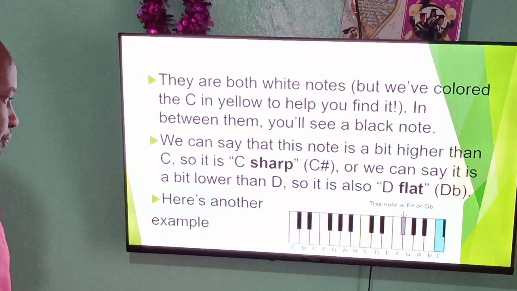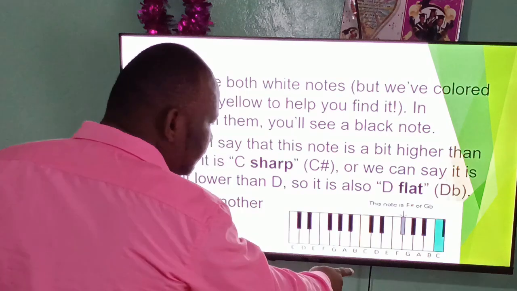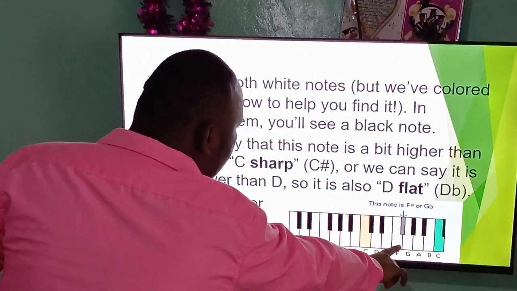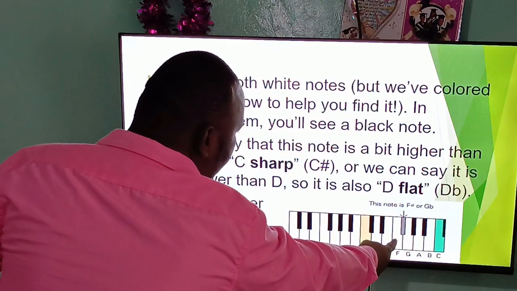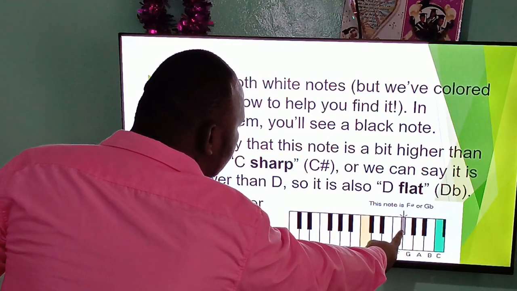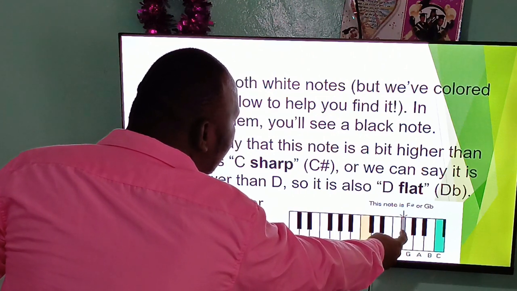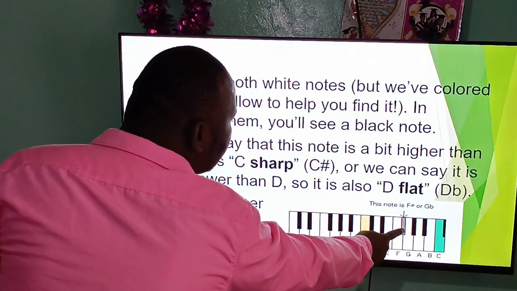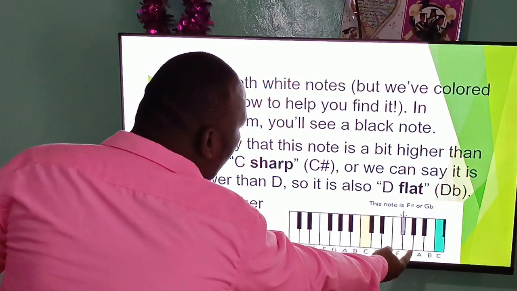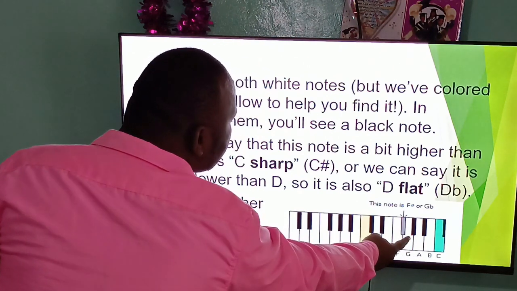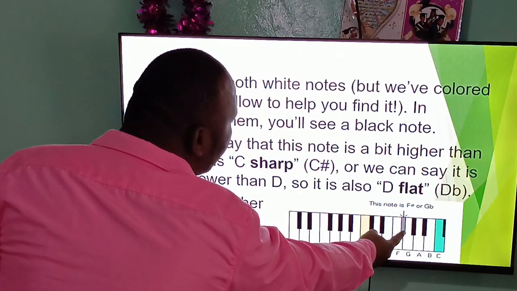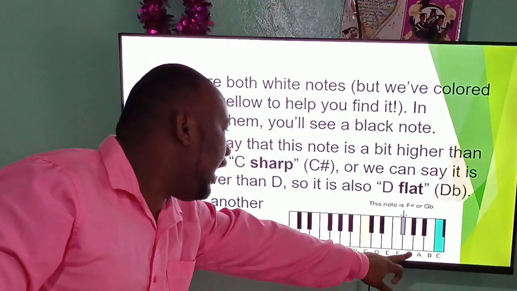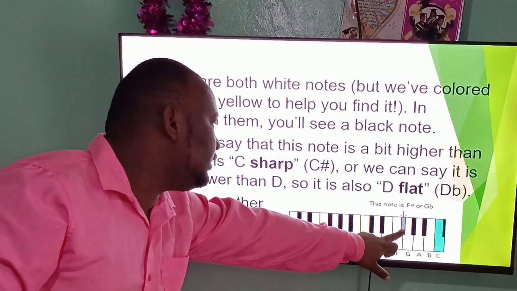Here's another example. We have this note. It is in between F and G. If you raise F slightly higher, you get F sharp. Or if you lower G slightly, you get G flat. So in between F and G, we have F sharp or G flat.